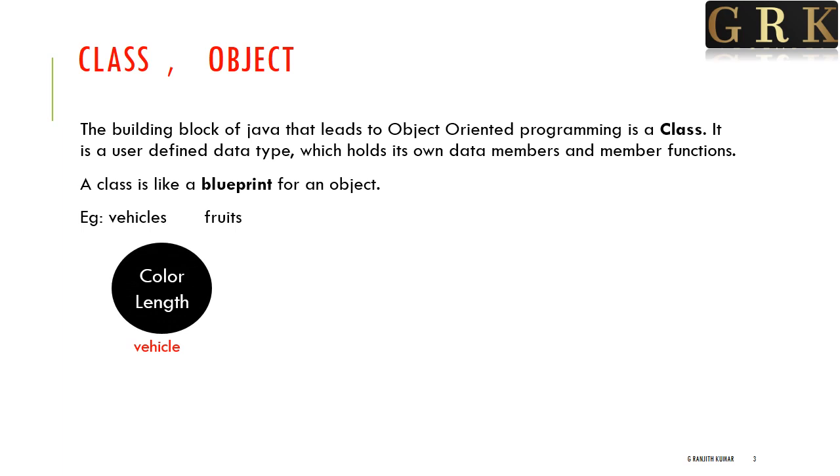Let us consider vehicle as a class, because vehicle represents a collection of different vehicle types. So that vehicle class contains two properties, that is color and length. At this instance, we can't assign any value to the color and length properties, because we have not mentioned what type of vehicle is going to be considered under this vehicle category.